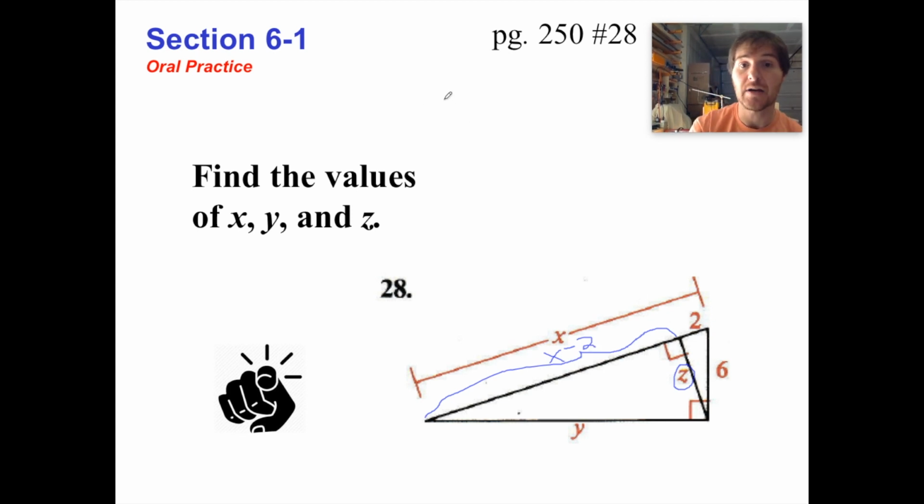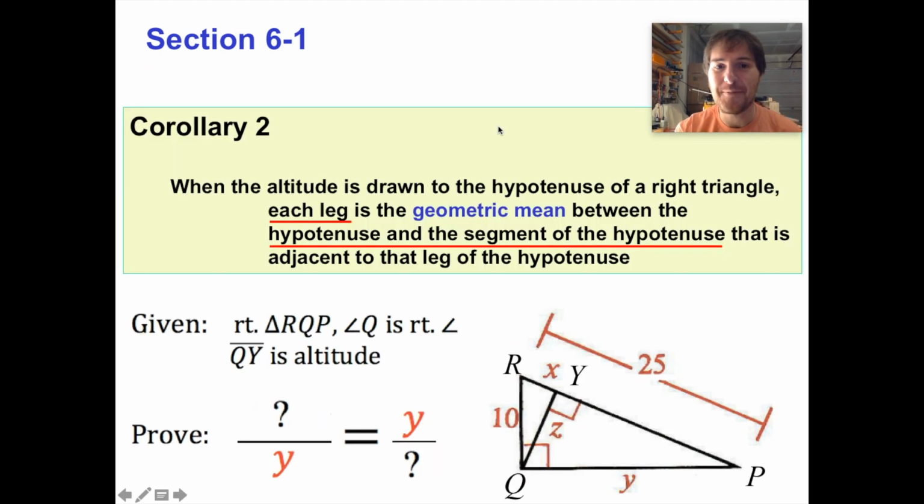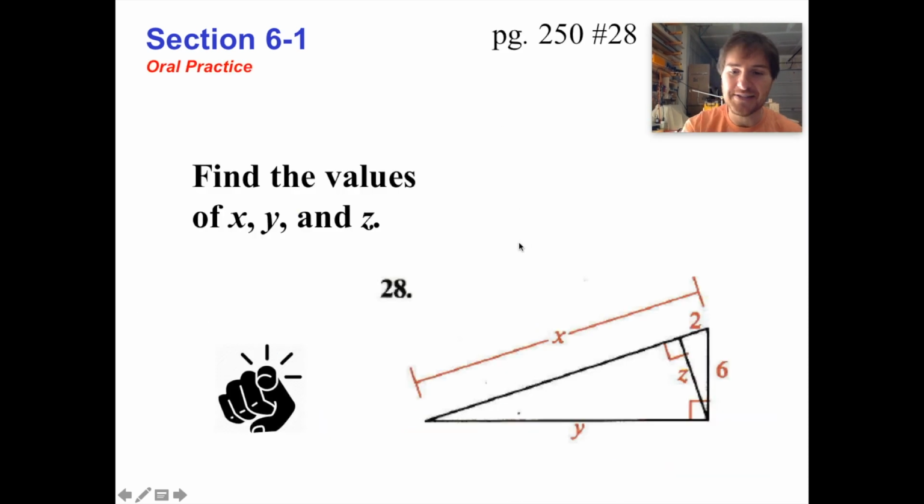So let's check it out here. X minus 2 over 2 equals 2. Wait, hold on, Z, I did it wrong. Let me get it back here. Okay. Z is the geometric mean of X minus 2 and 2.